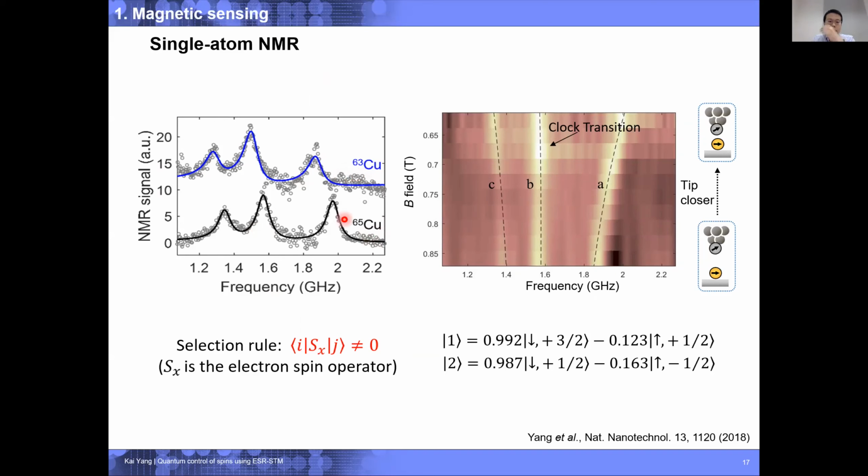And we can see they have slightly different NMR frequencies. This is because they have different hyperfine constants. So in our experiment, we also found that as we vary the tip magnetic field that is applied on the copper atom by just changing the tip height, the NMR frequency also shifts accordingly. So this means maybe in the future, we can use the NMR spectrum of the single atom to probe the magnetic environment of the electronic spin. So this work is basically the first demonstration of single atom NMR using the scanning tunneling microscope.